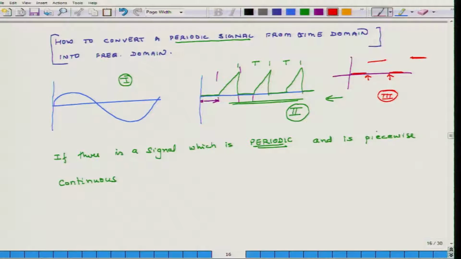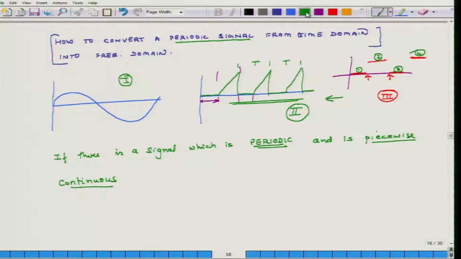Signals 1 and 2 are continuous because the value is continuous at all points and has only a single value, but in signal 3 at these transition points the value is not continuous. If I look at it from the left side the value is 0, and from the right side the value is non-zero. But even the type 3 signal is piecewise continuous because it is continuous in piece 1, piece 2, piece 3, and piece 4. That is the meaning of piecewise continuous.